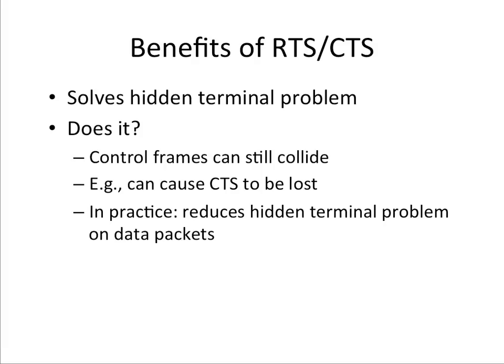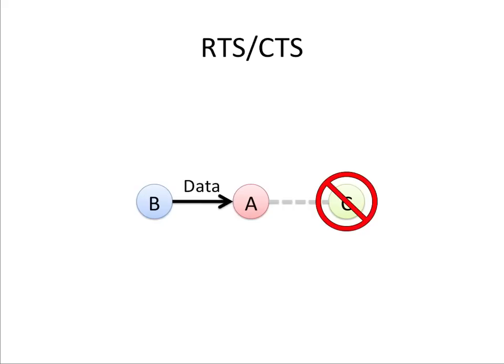Solves the hidden terminal problem. But in practice, we can't completely eliminate that. It reduces significantly the probability of collisions, though. Partly because some of these RTS-CTS frames might also collide, right? If you go back to the previous example, what is stopping B and C from transmitting an RTS at the same time? Because they don't even hear from each other. Is there anything stopping B and C from transmitting an RTS? No.